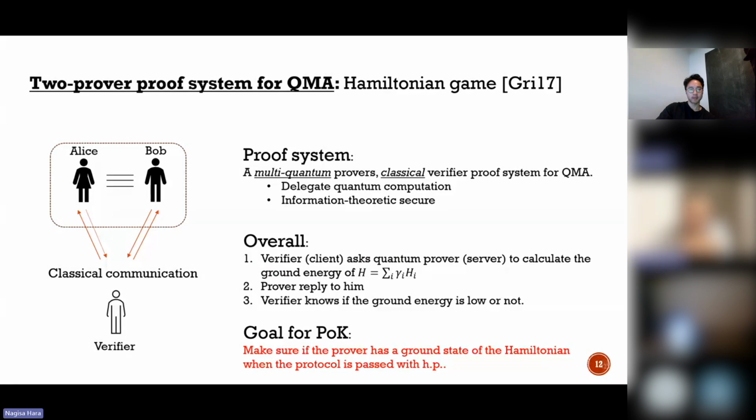I'm sorry, what do you mean by optimal strategy? Sorry, optimal means the best accepting probability, the supremum, the maximum acceptance probability. I see. So it sounds like self-testing. Actually, our proof of knowledge is based on self-testing, and I will give an explanation later.